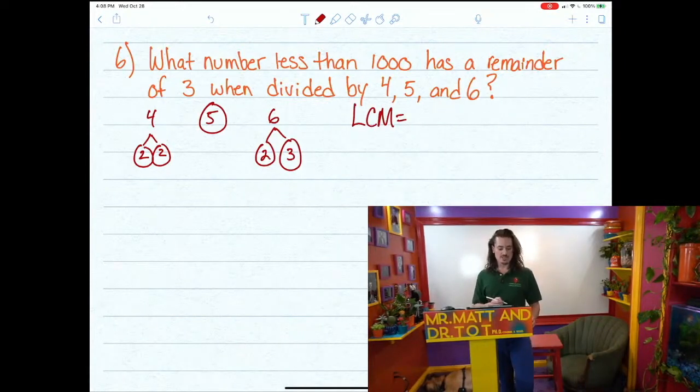2 occurs twice in 4, 0 times in 5, once in 6. So I'm going to take 2 twos. 5 occurs 0 times in 4, 1 time in 5, 0 times in 6. So I'm going to take 1 5. And then we just have 3. 3 occurs 0 times in 4, 0 times in 5, 1 time in 6. And so that's going to be 60.